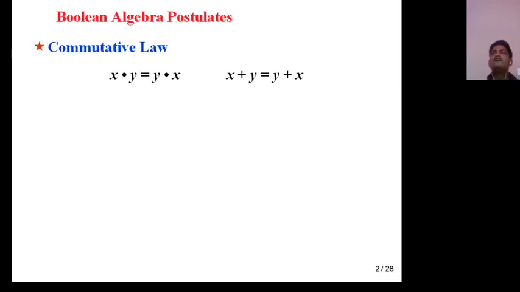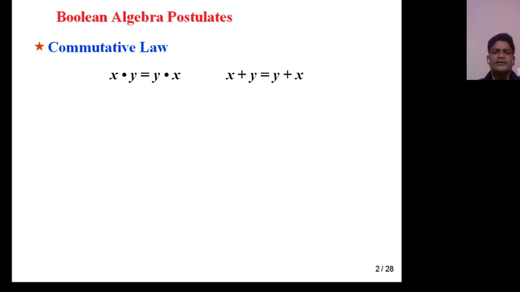Now, Boolean algebra has some laws, theorems, and postulates, and these are: first is commutative law, x dot y equal to y dot x, means irrespective of the order of variables, it gives the same output. Either you are first applying x dot y or y dot x, and it is the same.